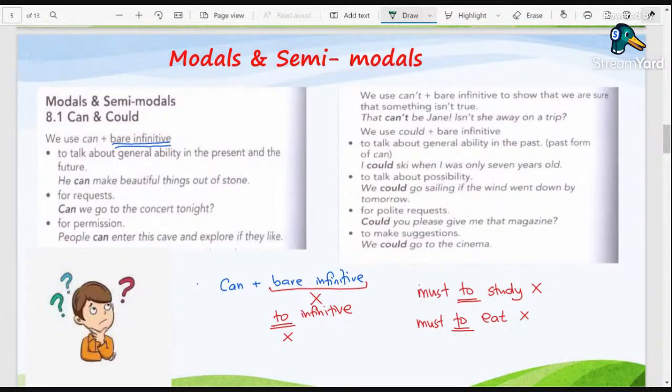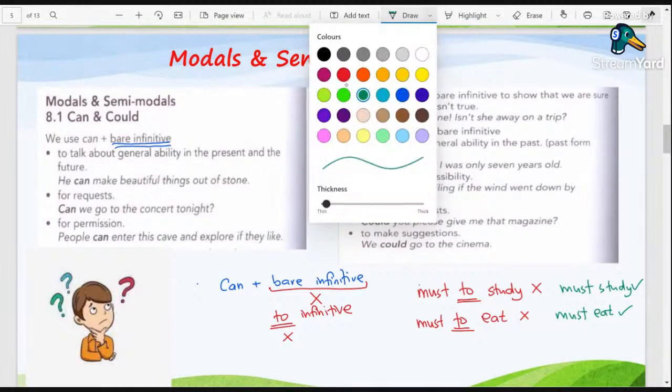Sebabnya selepas modals, it has to be bare infinitive. So the correct one is, dia akan jadi we must study. This is correct. Ataupun we must eat. So these are the correct forms. So be careful. Ramai yang suka buat we must to tu lah, we can to tu lah, semua tu salah. Okay, so let's get into the details here.